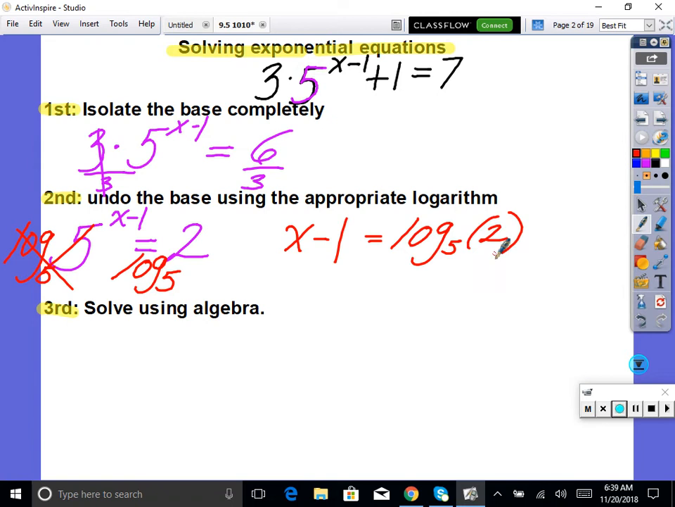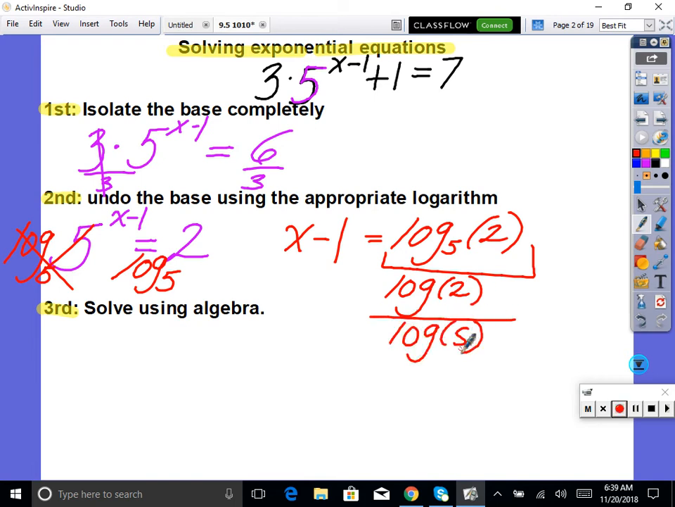Now before you move on, remember that this can be calculated, but only if we have a base 10. So we use the change of base formula to rewrite that. So remember, the change of base formula allows us to rewrite that as log of 2 divided by log of 5. Remember, it's what's in parentheses that goes on top. So we have this, x minus 1 equals log of 2 divided by log of 5. Now to get x alone, what will we do? Add 1.